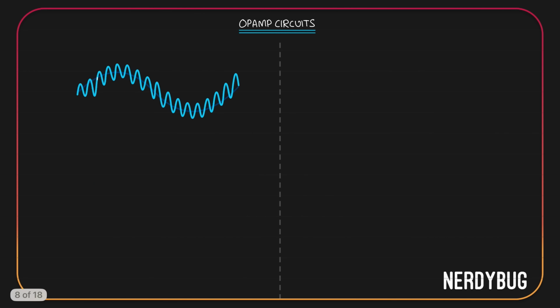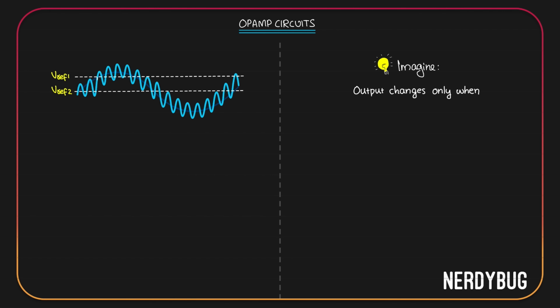This is the idea. Assume that instead of 1, we have 2 reference voltages. Now imagine the output will change only when input becomes greater than the first reference voltage for the first time, and when input becomes less than the second reference voltage for the first time. Let me explain. Take a look at the signal. It becomes greater than the first reference voltage, which is the higher reference voltage, for the first time at this point. That means that is the point at which the output changes for the first time. Assuming initially the output is negative saturation voltage, it will change to positive saturation voltage.